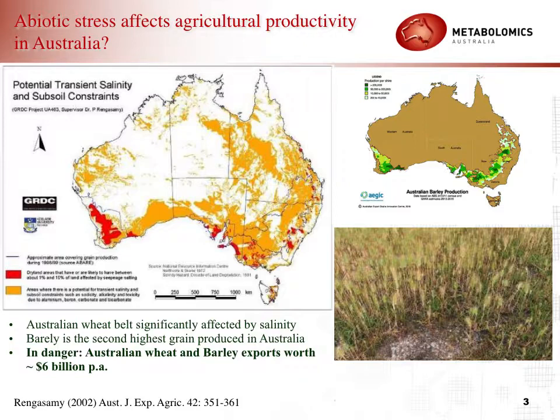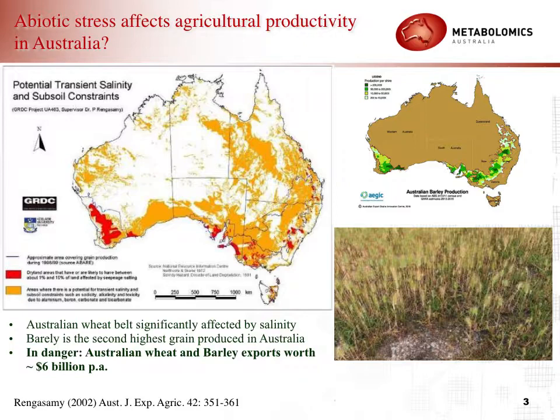The upper right hand corner is the map of the wheat belt in Australia. Most of our wheat and barley farms are located in the wheat belt. Unfortunately, salinity is affecting the same area. The lower right hand corner shows the effect of salinity in farms, which reduces plant growth and will result in reduced grain yield.